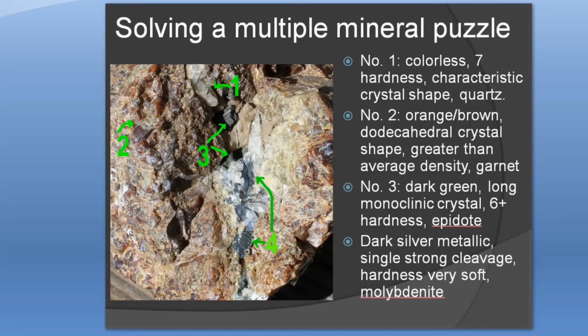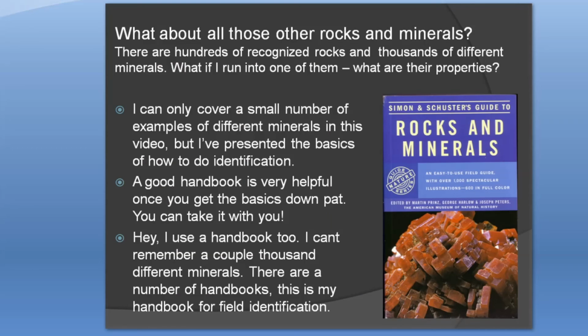So that just gives you a few examples of how I look at things and identify things and figure out what minerals are, and that's what I want you to be able to do. So after you've had this introduction, get yourself a book like this. Simon & Schuster's Rocks and Minerals is a good one. It's the one I use, but there's a lot of them out there, and they're all pretty good.